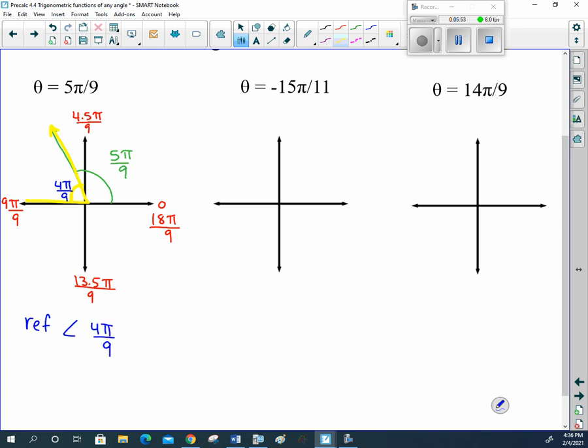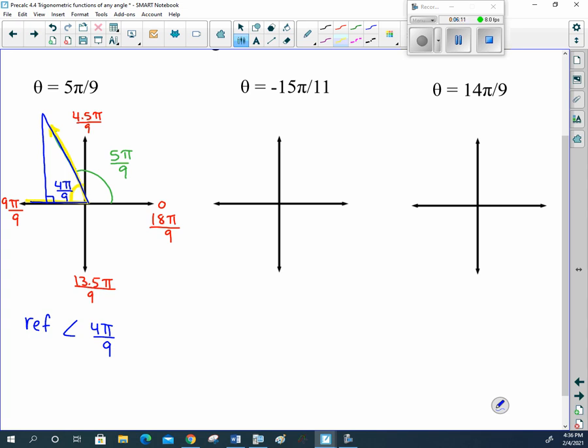Okay, to draw the reference triangle, you need the reference angle. And then you need to just drop your leg down to the x-axis. It always goes down to the x-axis. So you should have a side perpendicular to the x-axis. Always the x-axis.